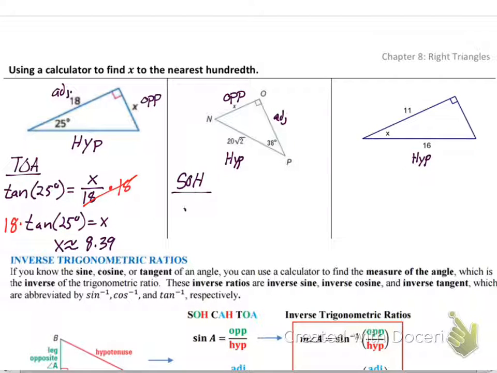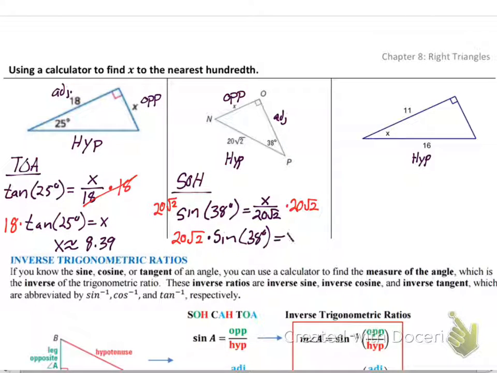So that means I can write down the sine of the angle I'm looking at, which is 38 degrees, is going to equal opposite over hypotenuse, which is 20 square root of 2. Ugly number. Good thing we have a calculator on hand, because I just need to multiply both sides by 20 square root of 2. And I'm going to have 20 square root of 2 times sine of 38 degrees. I'm running out of room a little bit.